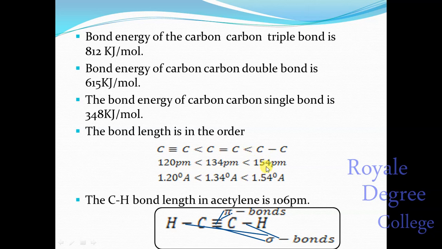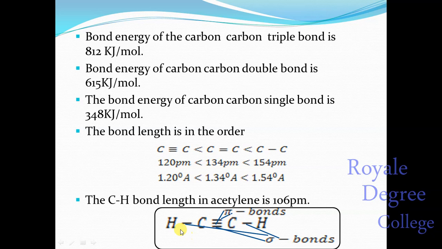How much? 154 picometer. If we are calculating in angstrom, the carbon-carbon triple bond length is 1.20 angstrom, which is less than the carbon-carbon double bond length, that is 1.34 angstrom. It is less than the carbon-carbon single bond length, that is 1.54 angstrom. The carbon-hydrogen bond length in acetylene is 106 picometer.